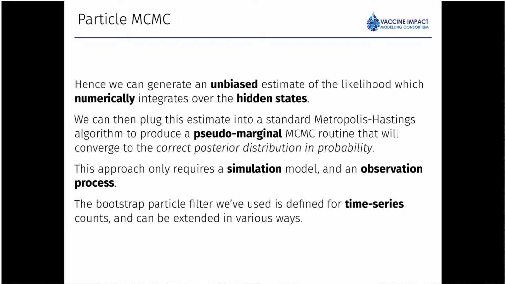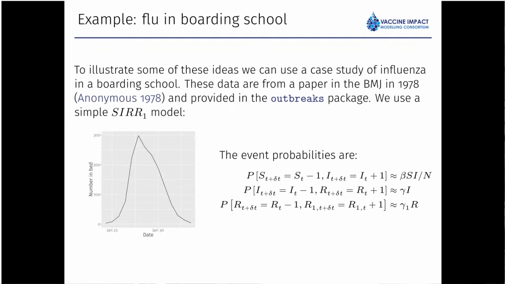And so because this is unbiased and positive, I can just plug this into an MCMC algorithm and it should converge to the correct posterior distribution. And the advantage from the perspective of what we've been talking about in this course is that you only need a simulation model, which we already have, and you need an observation process, some sort of observation error, which you can specify. And there are lots of extensions to this, but this is probably the simplest one.